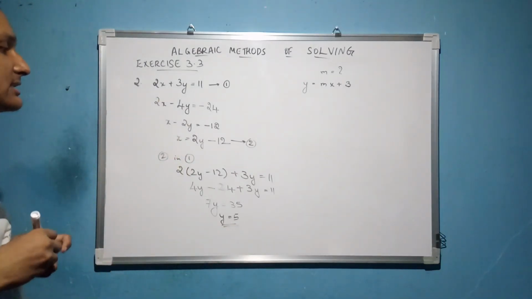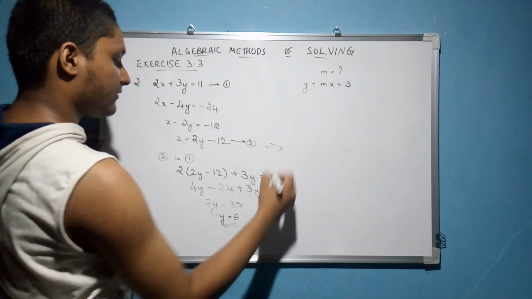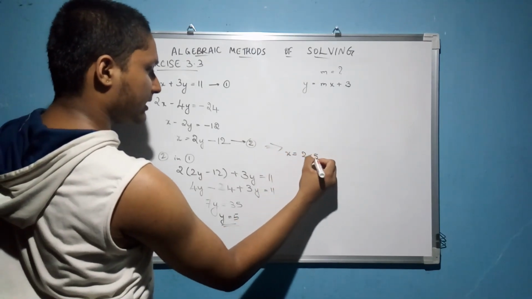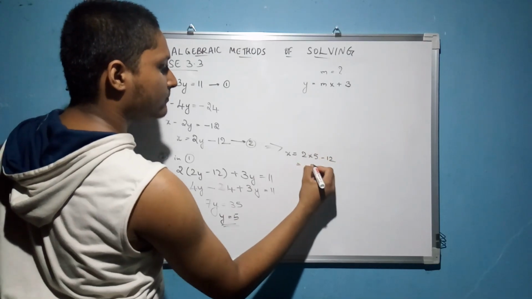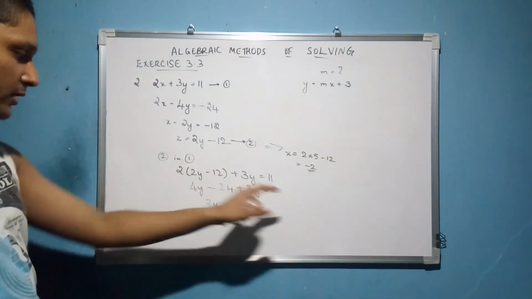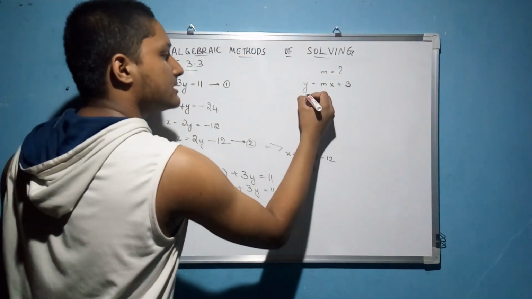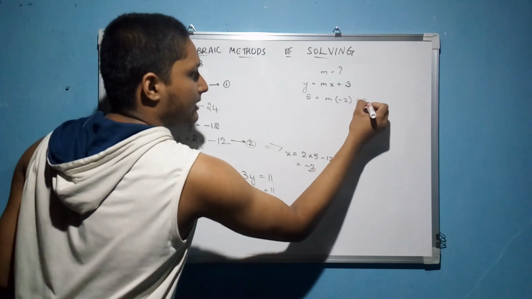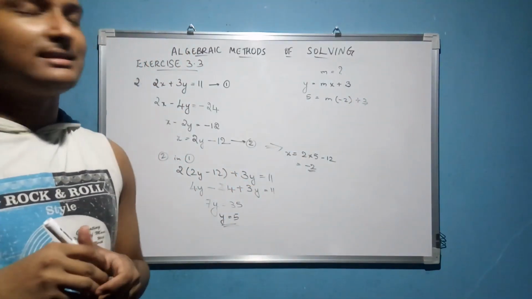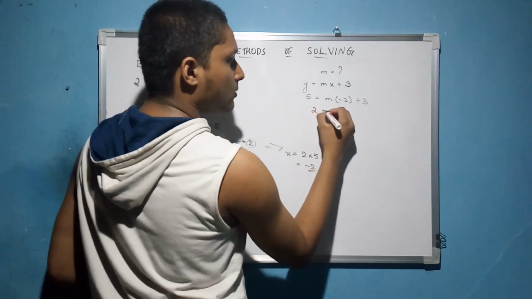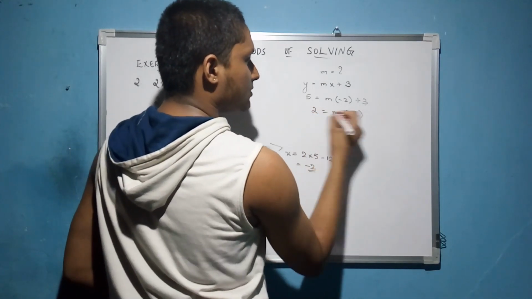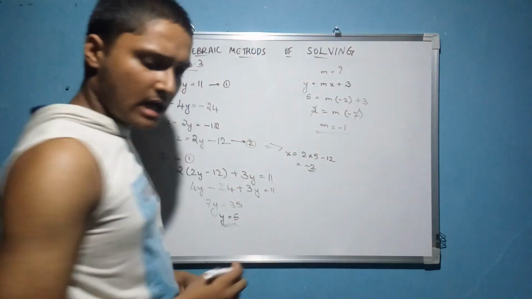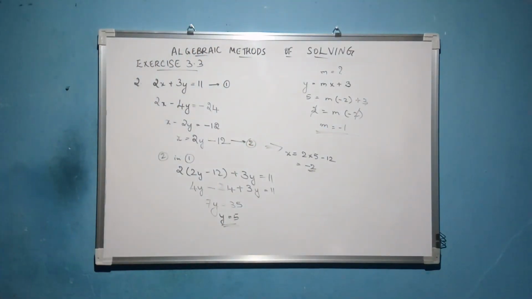So what is the value of x here? From this equation, I can find out that x is going to be 2 into 5 minus 12, that is equal to minus 2. So I'm going to substitute these two values over there. This comes to be 5 is equal to m into minus 2 plus 3. If I take 3 to the left hand side, you get 2 is equal to m into minus 2. Therefore m is equal to minus 1 is the answer for the given question.